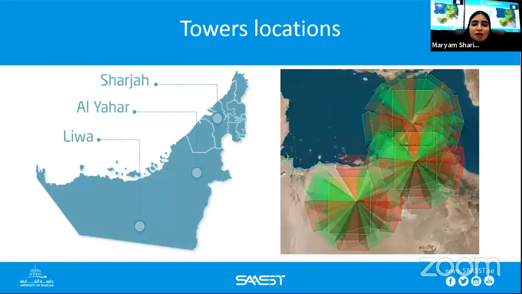Here you can see the towers' locations on the map on the left: the first one in Sharjah, the second one in Al Yahar, and the third one in Liwa. These three locations were selected based on a coverage simulation, as you can see in the picture on the right, to make sure that we cover almost the full UAE sky. But we still have some gaps in the western part of the country, and we are planning to add more towers in order to cover these missed areas.